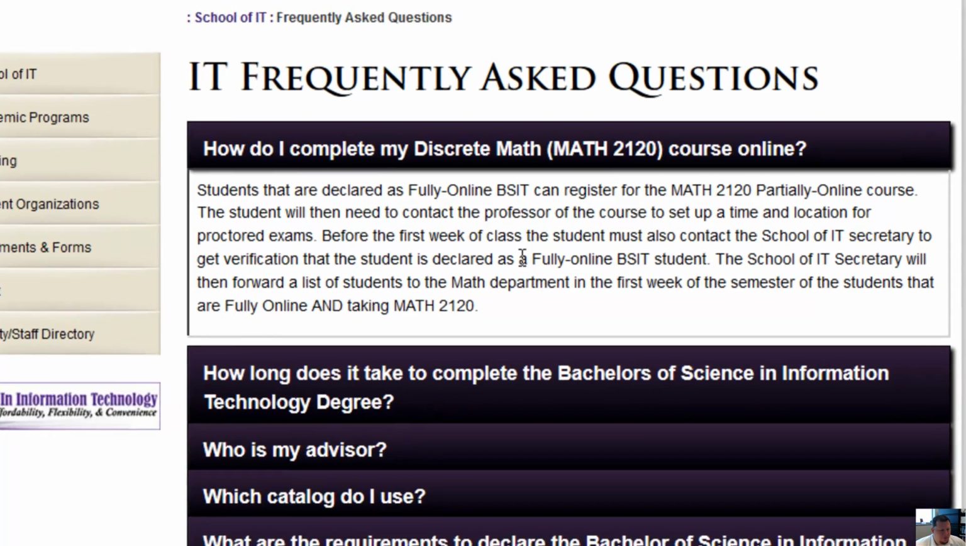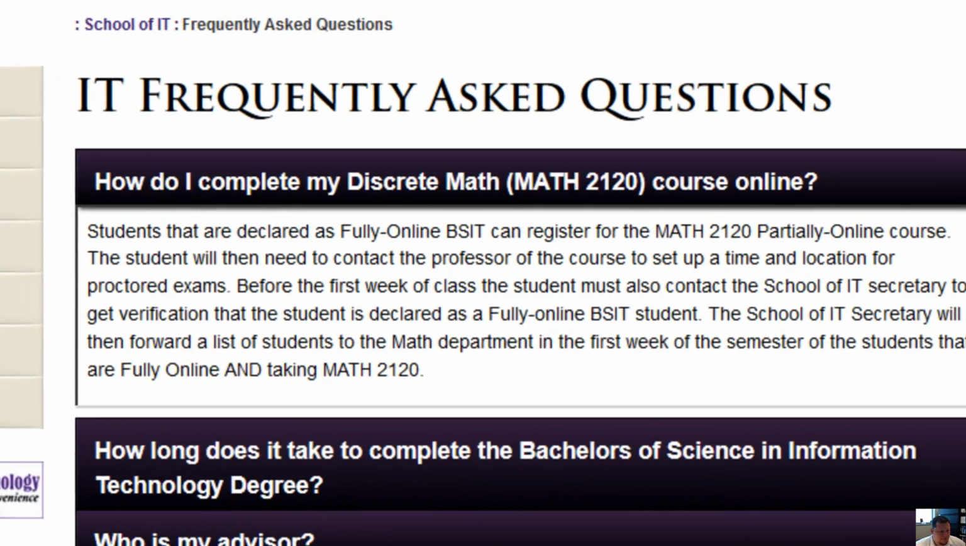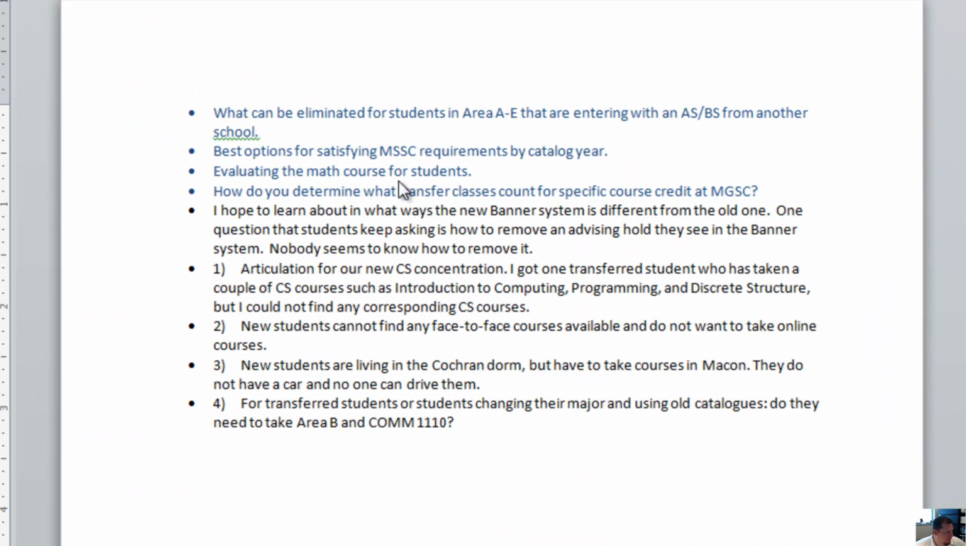So it goes through and explains that if you're a fully online student, that means you have to be declared as a fully online student. You can register for the Math 2120 partially online, because typically that course is not offered fully online, but you can register for the partially online, work with the professor to let them know that you're going to be taking the course fully online. The student will need to set up proctored exams, and they'll need to contact the School of IT secretary for verification with the math professor. So that's everything with the math courses.